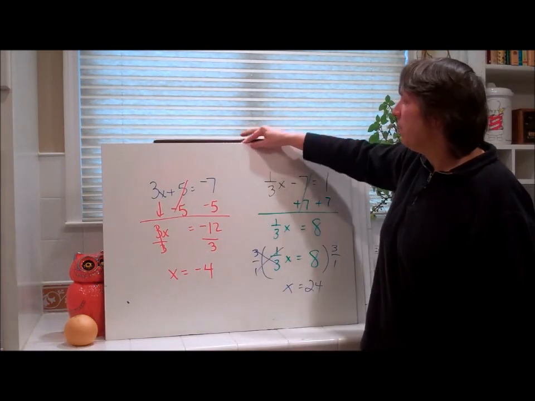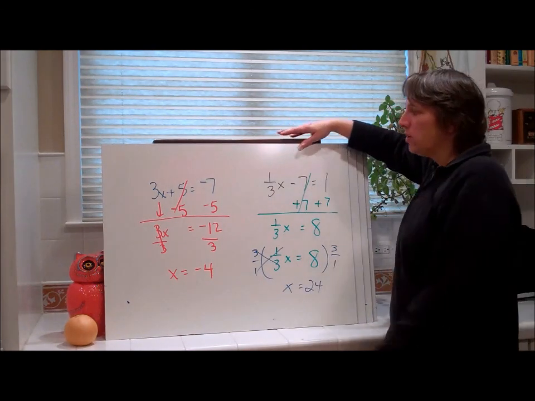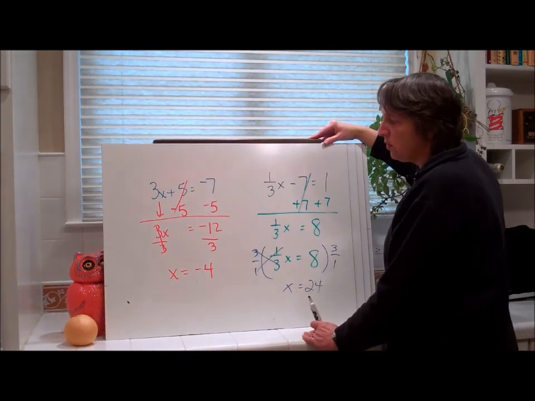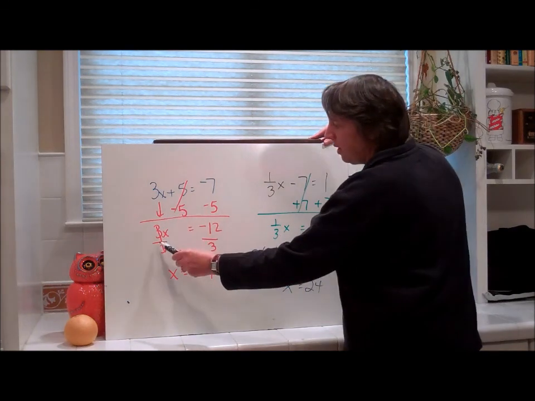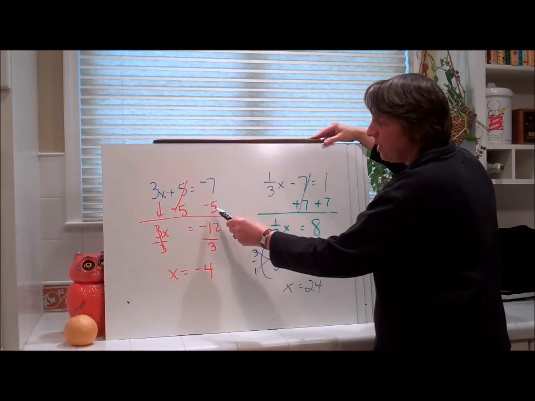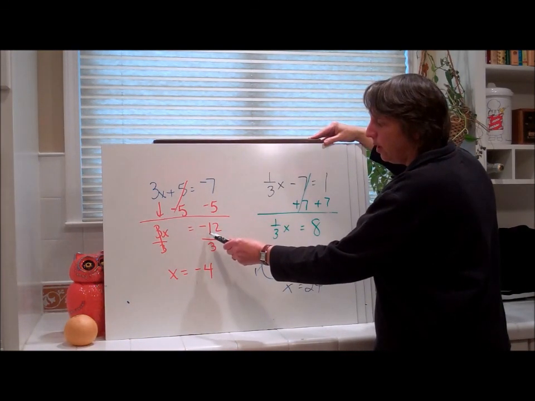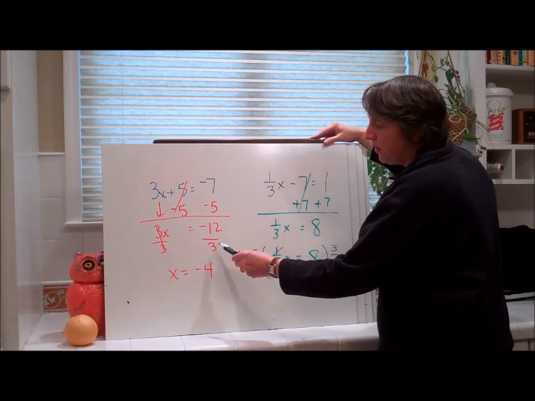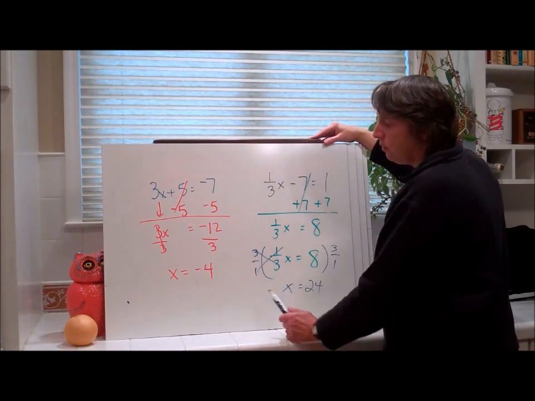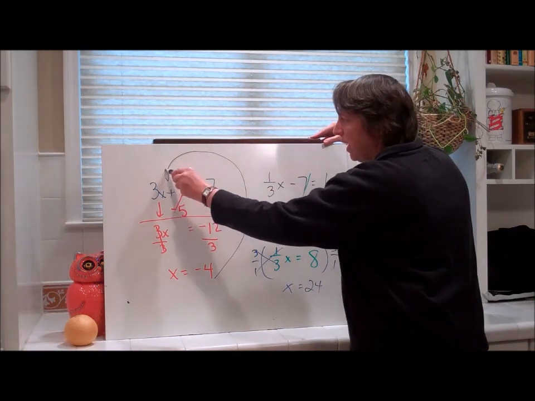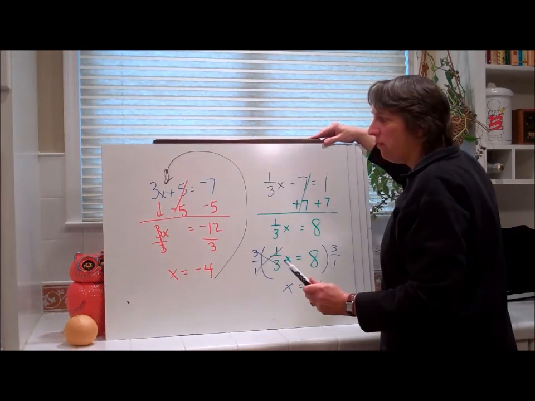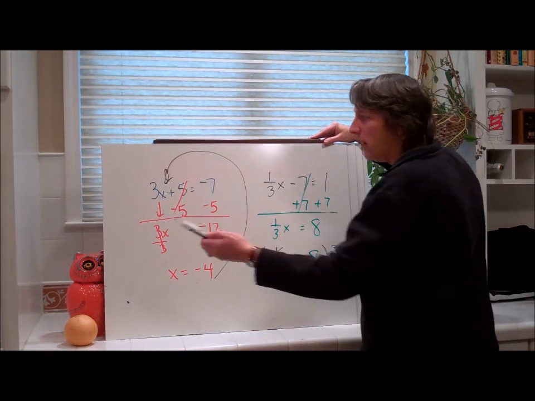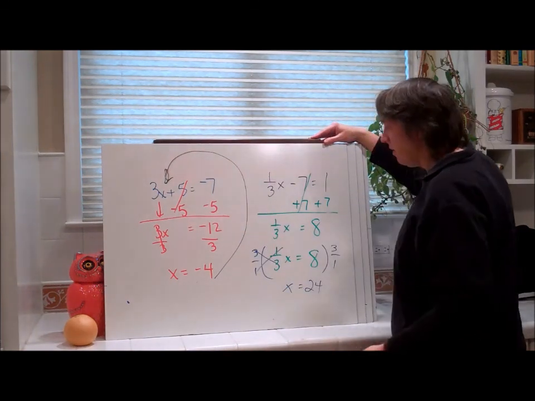Hopefully your work looks something like mine. You'll see here that I subtracted 5 from both sides. I brought down my 3x, and it's negative 7 minus 5, which is negative 12. I divide both sides by 3. x equals negative 4. If I plug this back in, 3 times negative 4 is negative 12. Negative 12 plus 5 is negative 7.